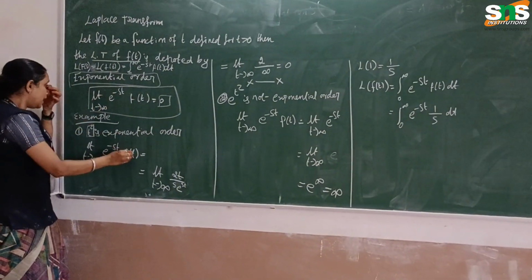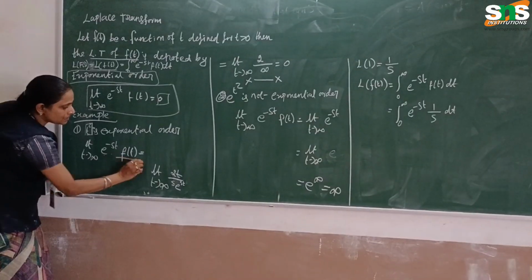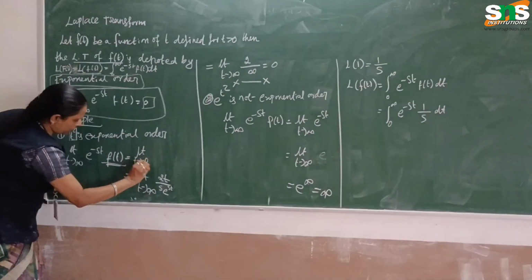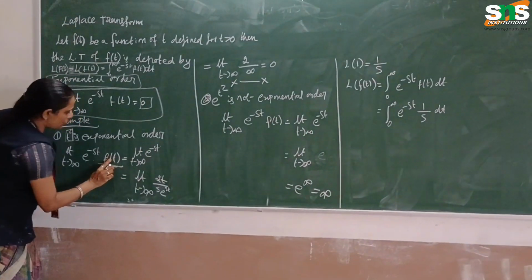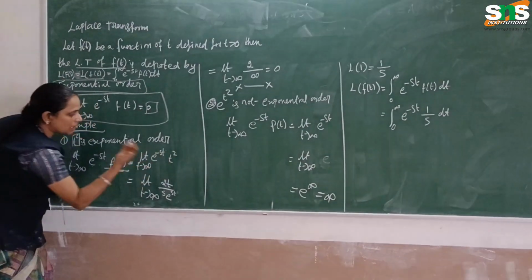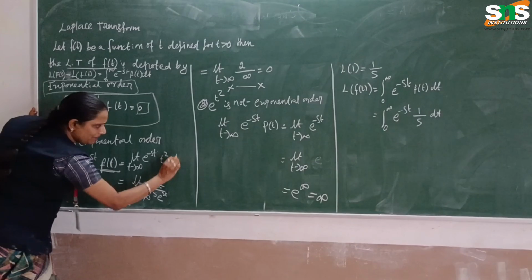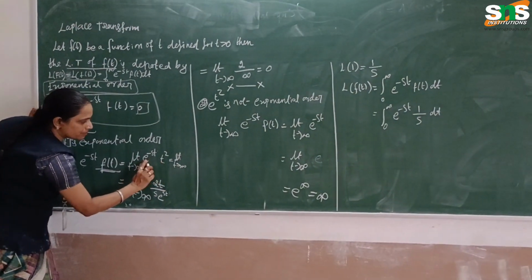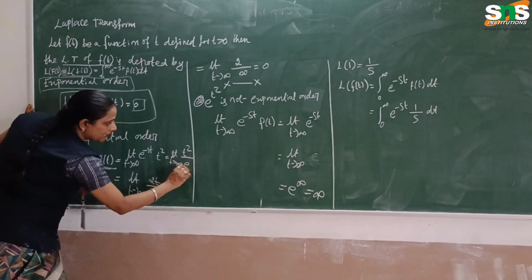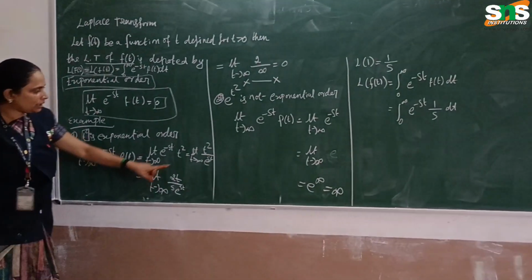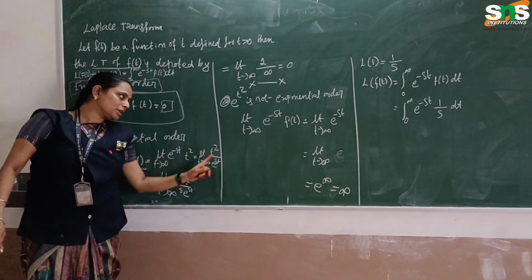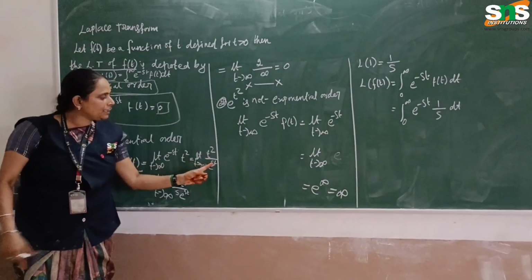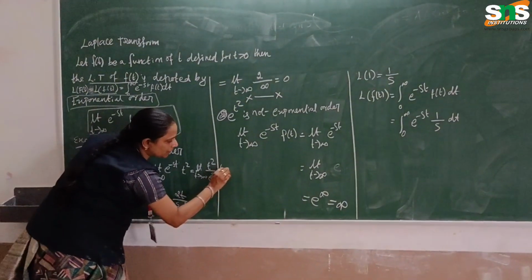So here, the exponential order value is the limit as t tends to infinity of e power minus st f of t. See here, replace f of t with t square: the limit as t tends to infinity of e power minus st times t square, which is t square divided by e power st. Then substitute the limit t tends to infinity, so we get infinity divided by infinity.